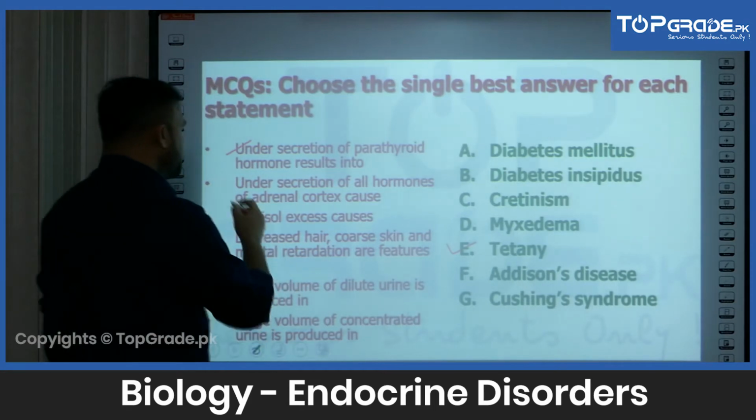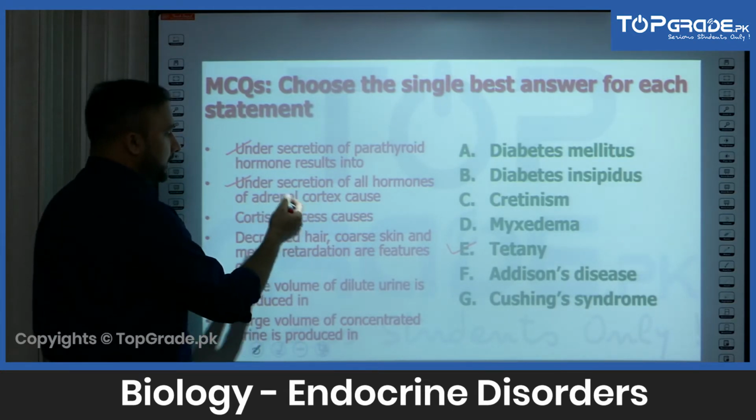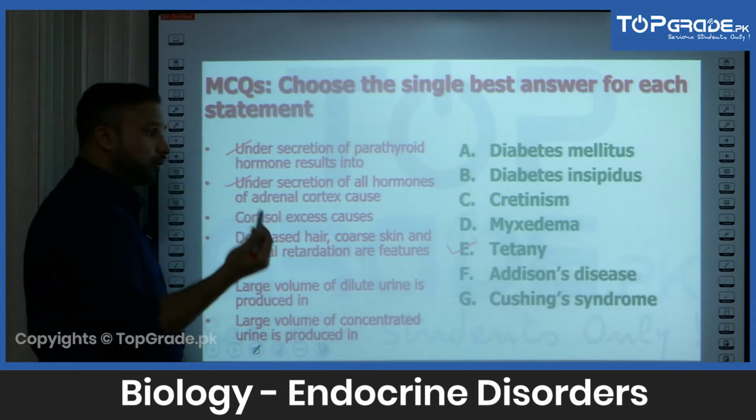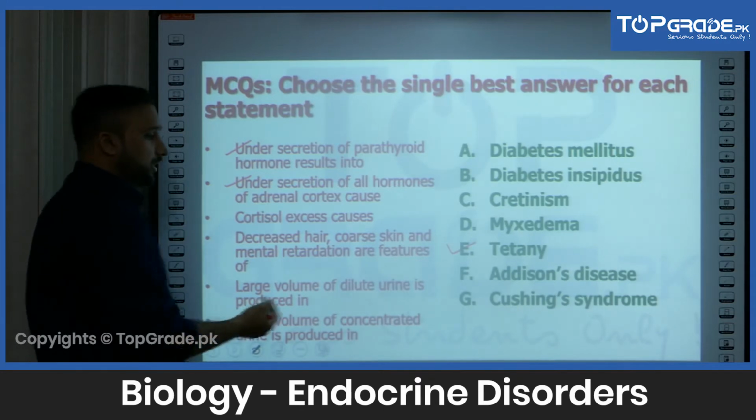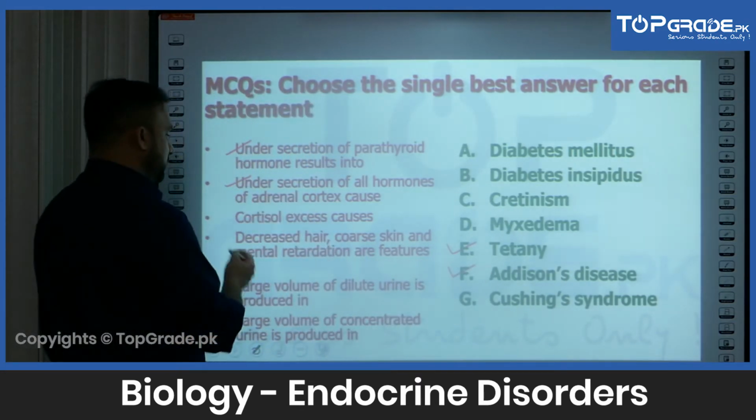We have got another statement, under secretion of all hormones of adrenal cortex cause, and you know that under secretion of all the hormones of the adrenal cortex it causes the Addison's disease. So best response is F to this question.